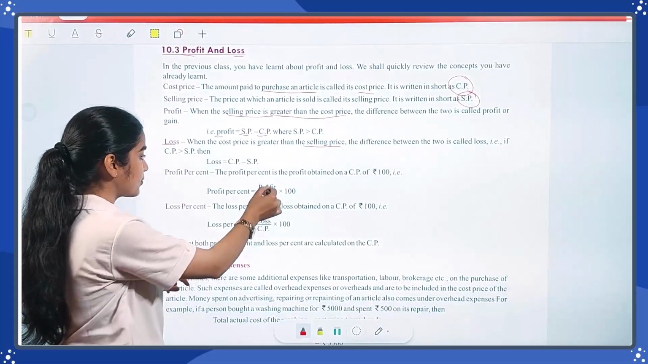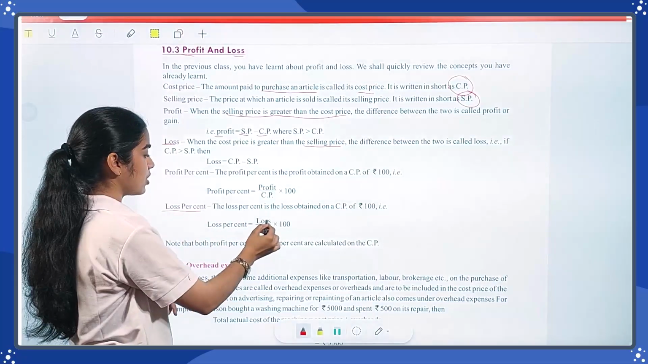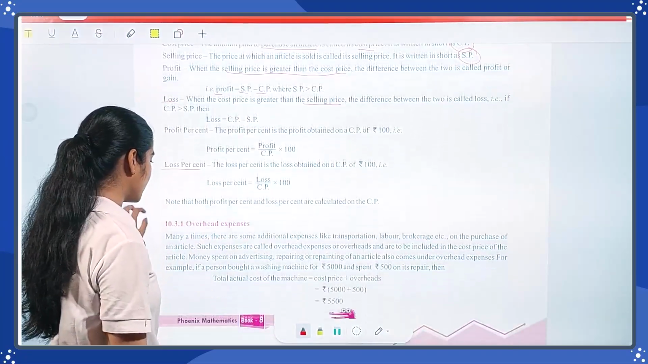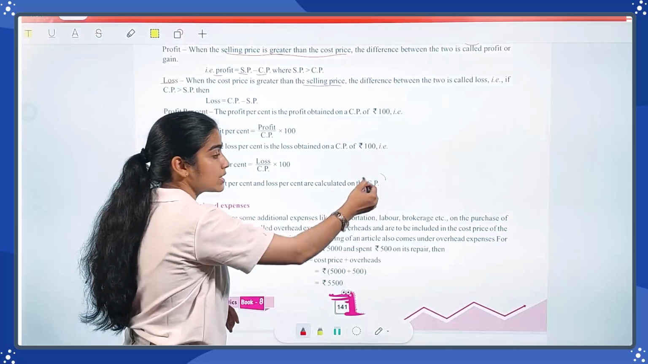Profit percent means profit upon cost price multiplied by 100. Loss percent means loss upon cost price multiplied by 100. Note that both profit percent and loss percent are calculated on the CP.